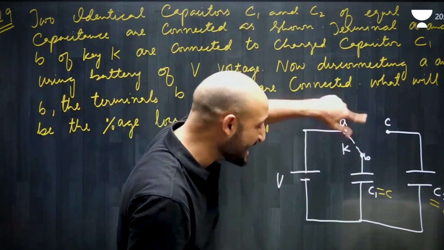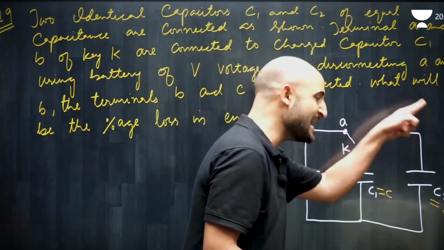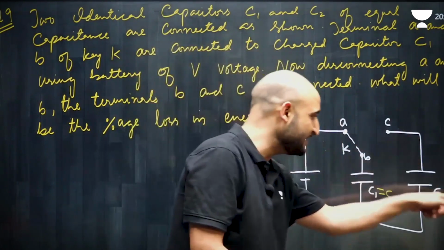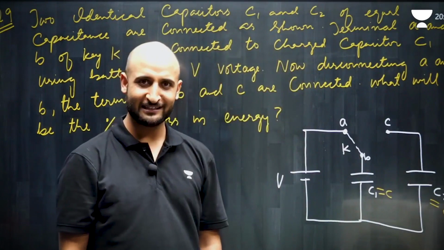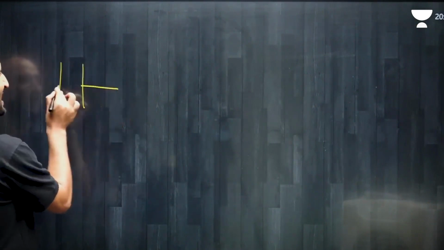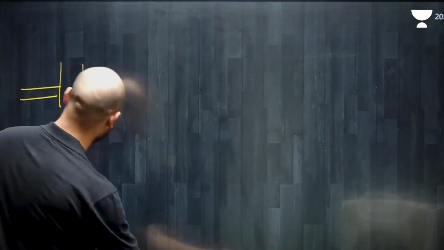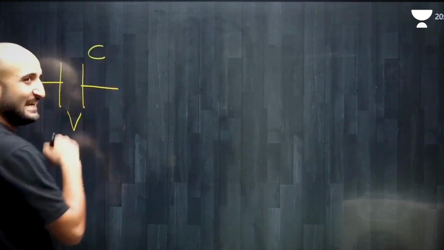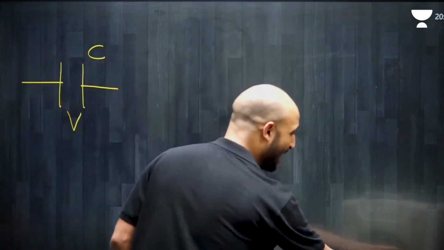Now you are disconnecting A and B and connecting B and C. So by connecting B and C, you are connecting C1 with C2. What do you understand? Isn't it the same? Isn't it like this? I'm sure you understand. You have the first capacitor connected to a battery of potential V, right? It will get a potential V. Capacitance is, let's say, C, right? That's what I'm talking about.